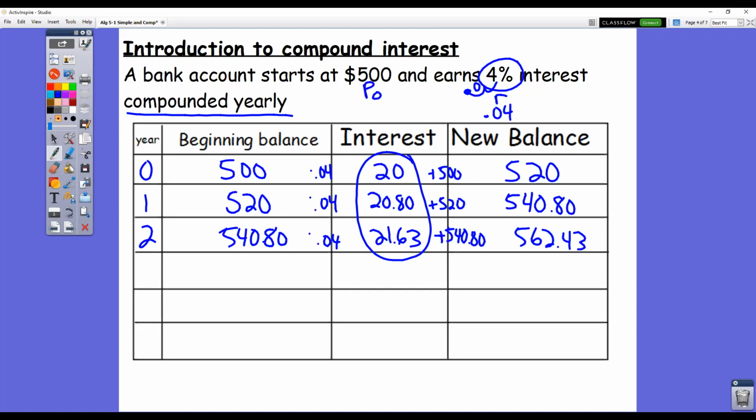When we had $520 in the bank, it paid us more because you're getting paid a percentage of that amount. So you're getting $20.80 free. Then we have $540.80. So we have even more money in the bank. So they're giving us more money for free, that $21.63, and we can keep on going through that cycle.